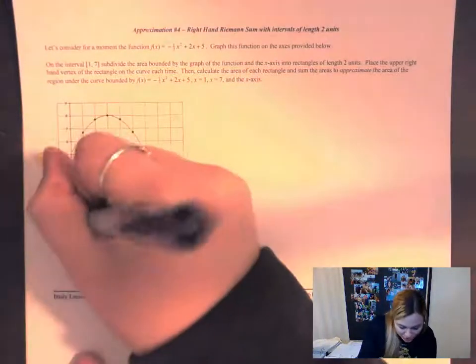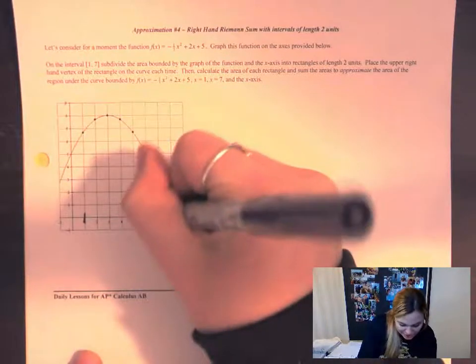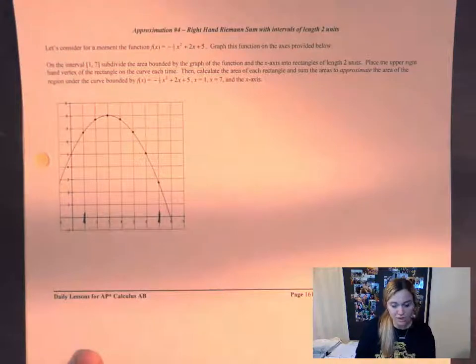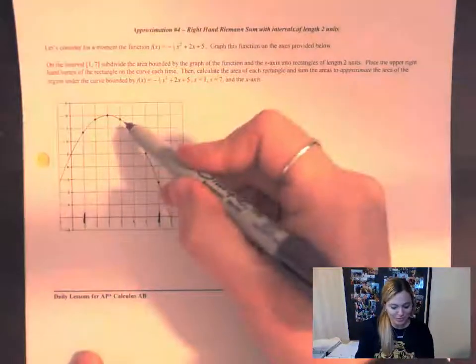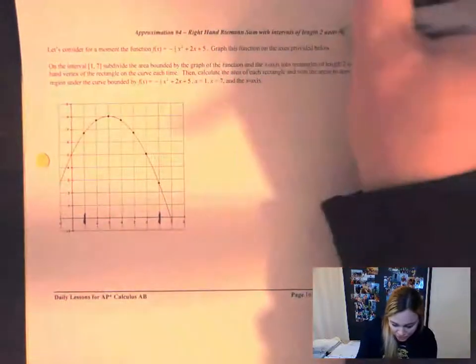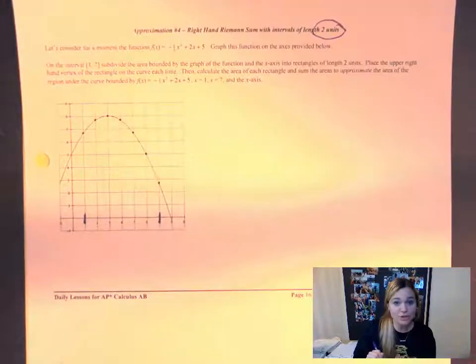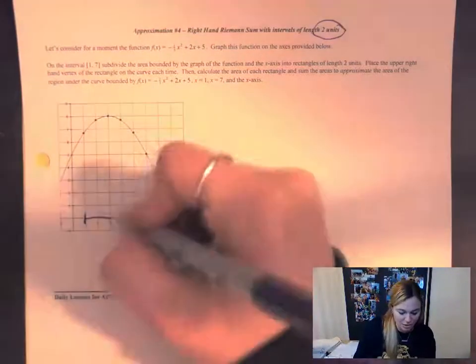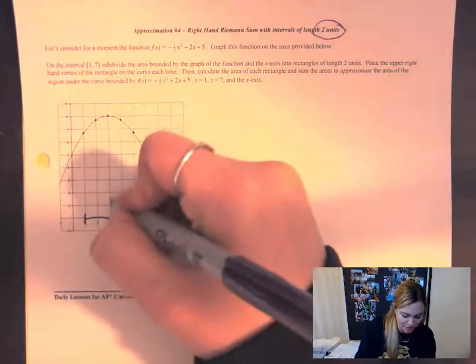So I'm still going from 1 until 7. This is still my interval. I'm still trying to find what is the area of that whole region. It's under the curve, but really between the curve and the x-axis. But when I make my rectangle with a length of 2 units, I'm going to be choosing my height by going to the right.